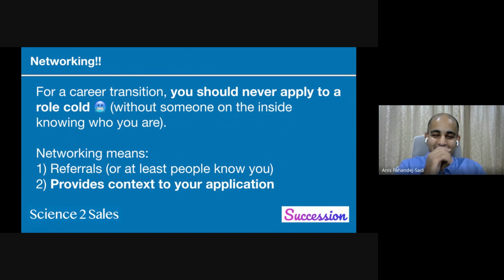Okay. So, networking. For a career transition, I'm just going to read this part of the slide because it's so important. You should never apply to a role cold, right? You should never just send your resume and hope for the best. You need to have a man or woman or whoever on the inside that knows who you are at the very least, or at the best case, is actively championing you on the inside, or is providing a referral, right? So you need to be networking.